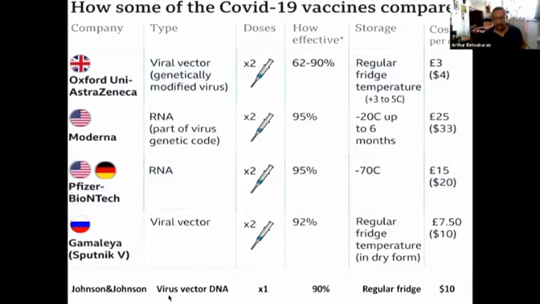Johnson & Johnson also uses a virus vector, which is also a modified human adenovirus, and they use a DNA part, but they have only one. You have to administer only 1 dose, and it's 90% effective. You can store it in the regular fridge. But also cost-wise, the Oxford-AstraZeneca is the cheapest. Next is the Johnson & Johnson. The RNA vaccines are a little more expensive.